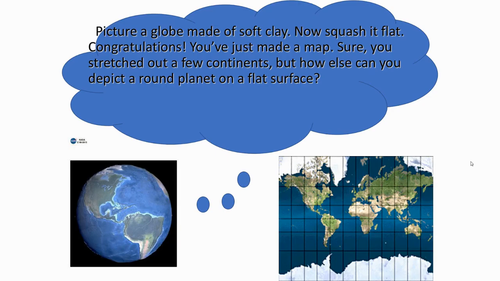So now I want you to picture a globe made of soft clay. Now imagine squashing it flat. Congratulations, you've just made a map. Sure, you've stretched out a few continents, but how else can you depict a round planet on a flat surface?